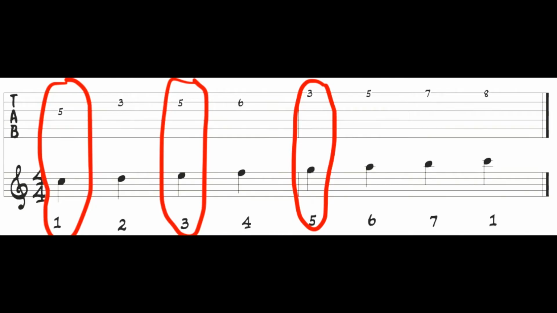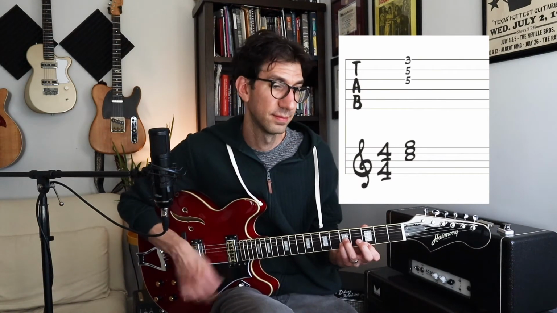So if we look at our C major scale an octave higher, here's C. 1, 2, 3, E is the 3rd note of the scale, F is the 4th, and G is the 5th. So if we take the root, C, the 3rd note of the scale, E, and the 5th note of the scale, G, and we play them together, we get a C major triad. So that's the first chord in our series.